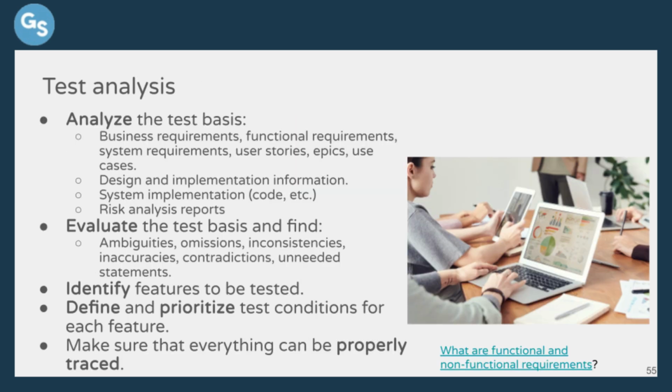Test analysis involves looking closely at important documents like business requirements, functional requirements, system requirements, user stories, and use cases. It also includes design and implementation details, as well as risk analysis reports. The goal is to find any unclear parts, missing information, inconsistencies, inaccuracies, contradictions, or unnecessary statements. This helps identify which features need testing and allows testers to define and prioritize the test conditions for each feature. Finally, it ensures that everything can be traced back to its source, which improves the overall quality of the software.